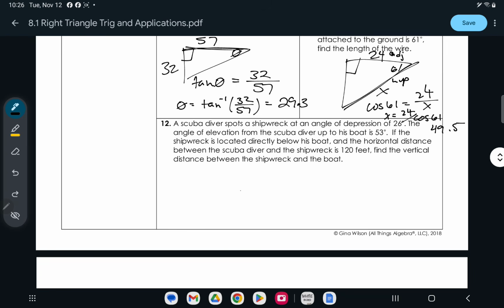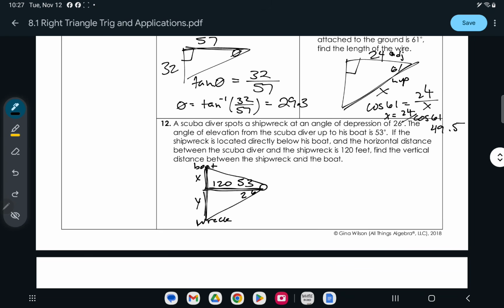So, here's my scuba diver man. And then here's his boat. And here's the wreck. So the angle of depression was 26. The angle of elevation was 53. The horizontal distance was 120 feet. We want to find the vertical distance. So I need to find this and add them together.